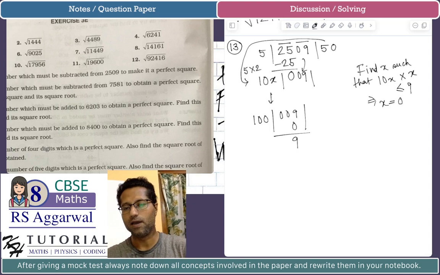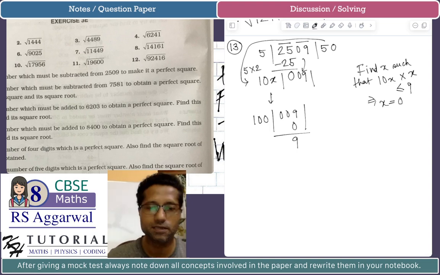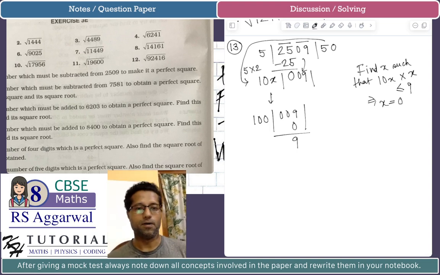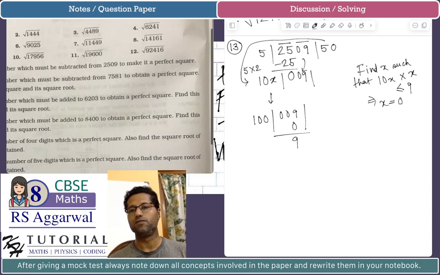And we are getting a remainder of 9. So we can clearly see that 2509 is not a perfect square. Now it is asking to find the least number which must be subtracted.